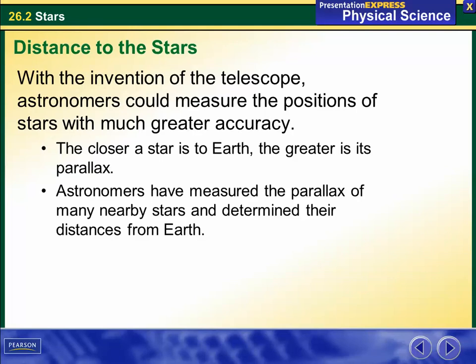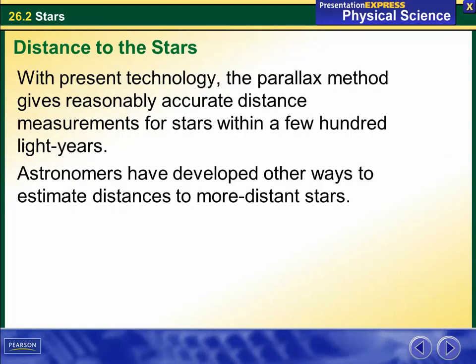And that's not something that you can just do from one day to the next. It's going to have to be almost 6 months apart to gather that information. With present technology, the parallax method gives reasonably accurate distance measurements for stars within a few hundred light years, which could be as many as 450 trillion kilometers, somewhere around in there. But in terms of space, that's not really that big.